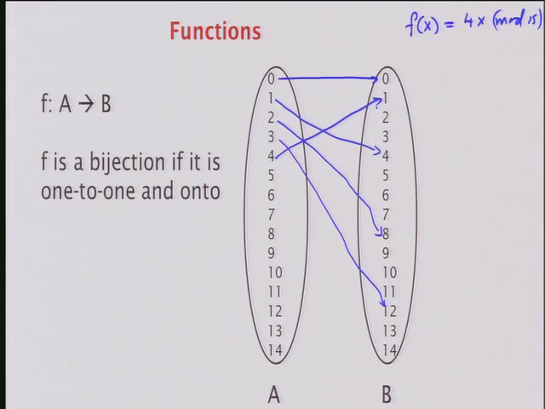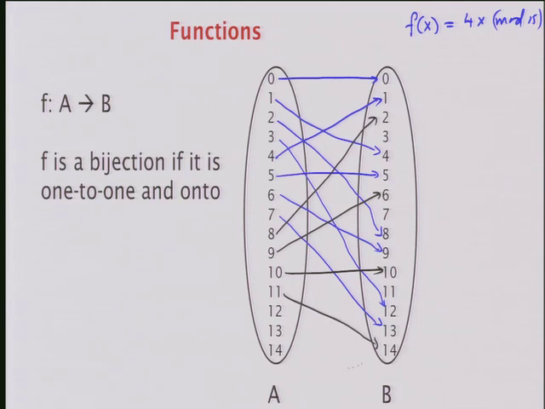5 maps to 5, since 5 fours are 5. So far, so good, right? 6 maps to 9. 7 maps to 13. 8 maps to 2. 9 maps to 6, right? 10 maps to 10, 11 maps to 14. So far, so good.